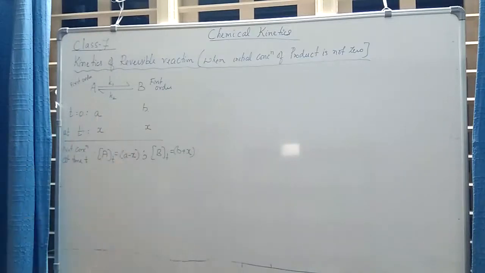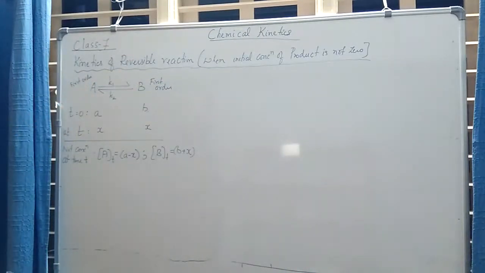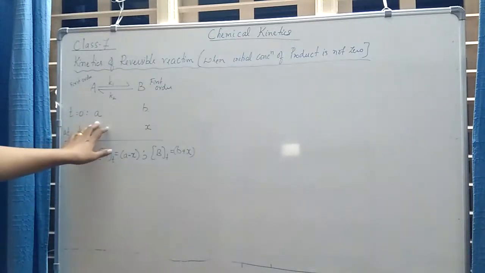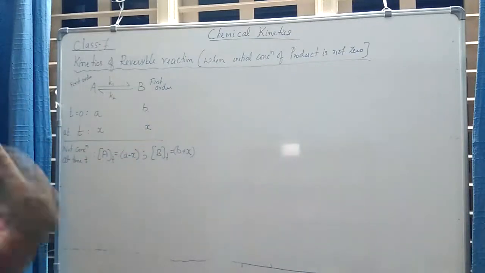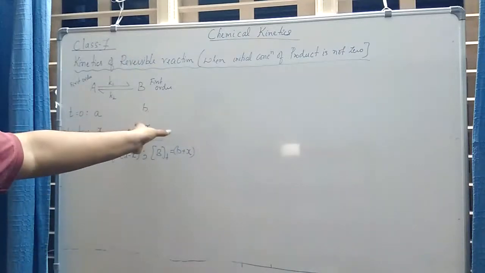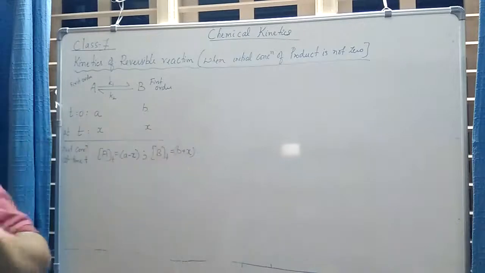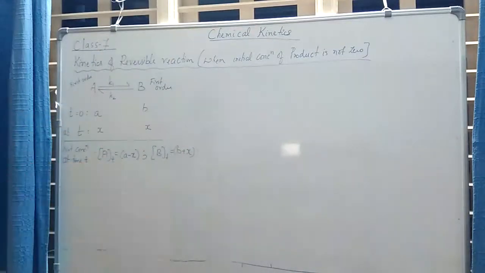So I have already written down the scheme here. Again, we are having a first order forward reaction opposed by a first order backward reaction. At t equal to 0, the reaction has not yet started. The initial concentration of the reactant is A moles per dm cube, and the initial concentration of the product B is B moles per dm cube. This amount of product B that I have written here is not due to the reaction, because at t equal to 0, the reaction has not yet started. This amount I have already added before the commencement of the reaction.